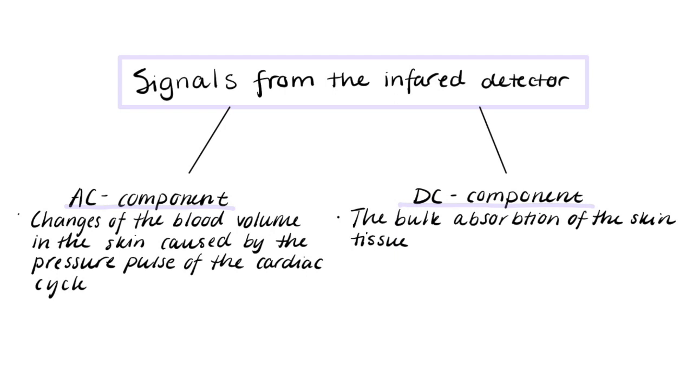The signals from the infrared detector can be split into a DC and AC component. The DC component is from the bulk absorption of the skin tissue, and the AC component is from the changes in blood volume in the skin caused by the pressure pulse of the cardiac cycle. In this exercise, we constructed a circuit which filters the infrared signal and translates the AC component peak to light an LED, which will indicate the person's heartbeat.